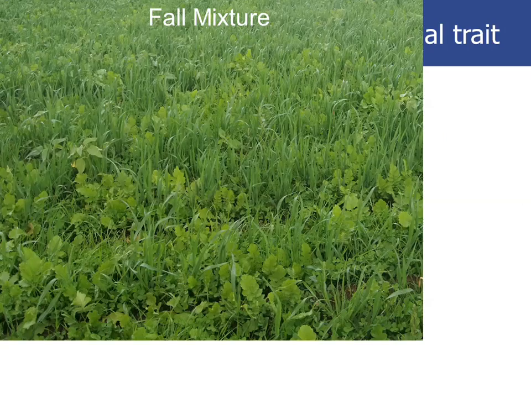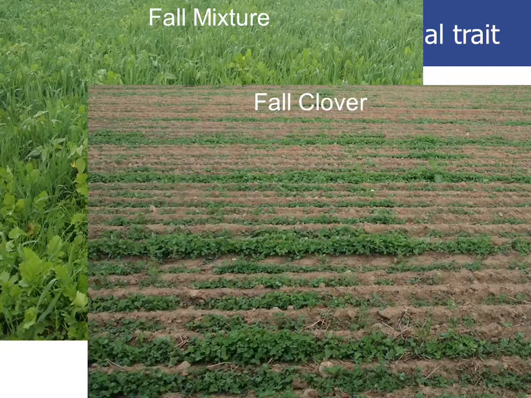Just to illustrate how this might look, here's a fall mixture doing a great job of filling the niche space, keeping weeds from germinating. And in contrast, you have a clover that leaves a lot of soil uncovered and creates a lot of opportunities for the weeds to come in.